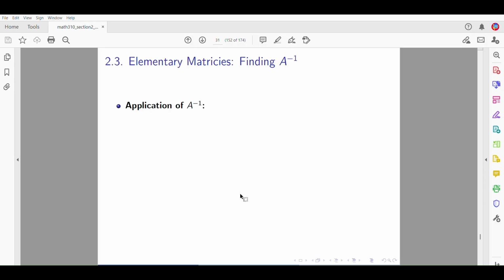What is an application of A inverse? Suppose A is non-singular. Can I solve Ax equals B? Well, how do you solve a linear equation in middle school? Divide both sides by A to solve for x. What is the meaning of division? It means multiply by A inverse. So I have to multiply on the left by A inverse, on both sides. A inverse A cancels. You have x on the left, and the right hand side is A inverse B.